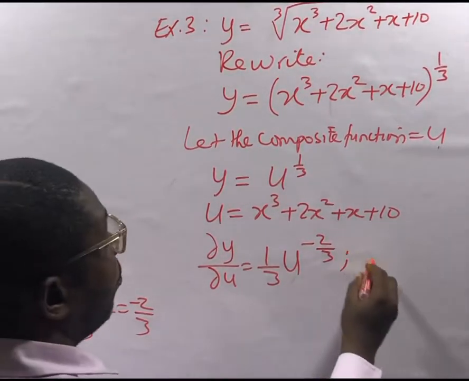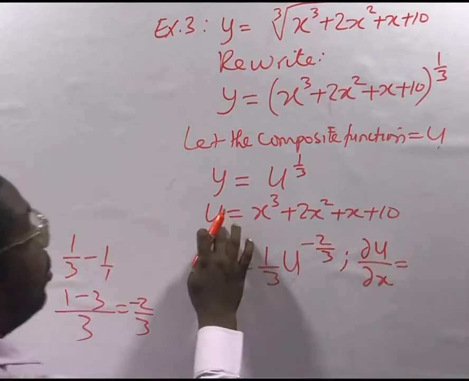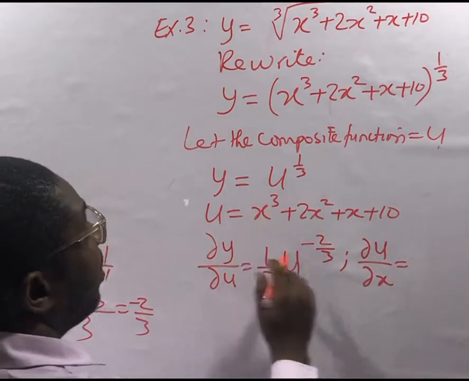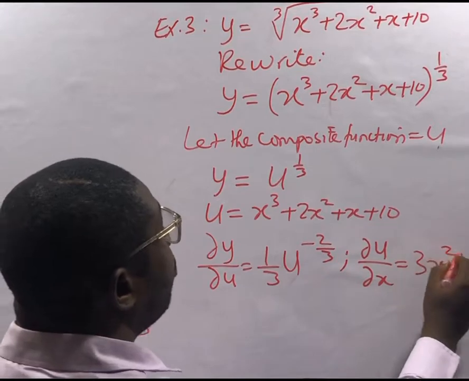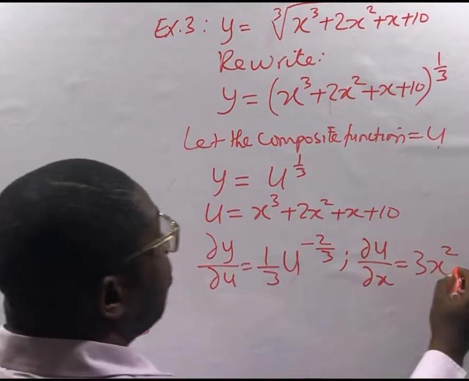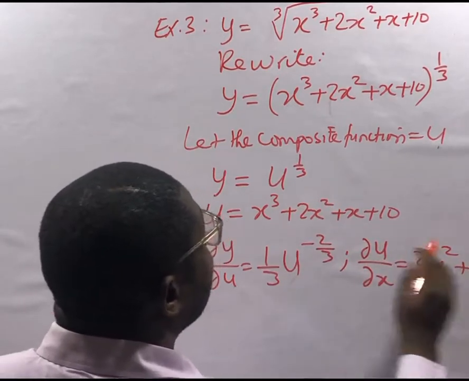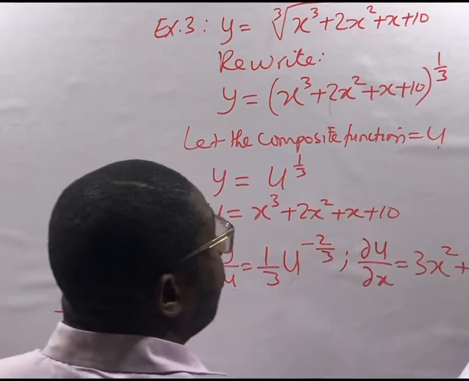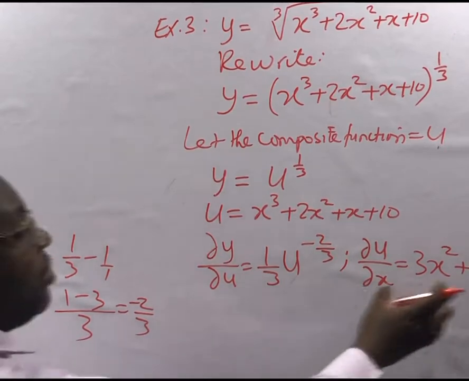And then we know that du/dx, by differentiating u with respect to x, is going to be, what do we have here? We have 3x raised to the power 2. That's the first one. Plus, what's the next one? 4x. Then what's this one? Differentiating x plus 1, x becomes 1. All right. So this is the value.